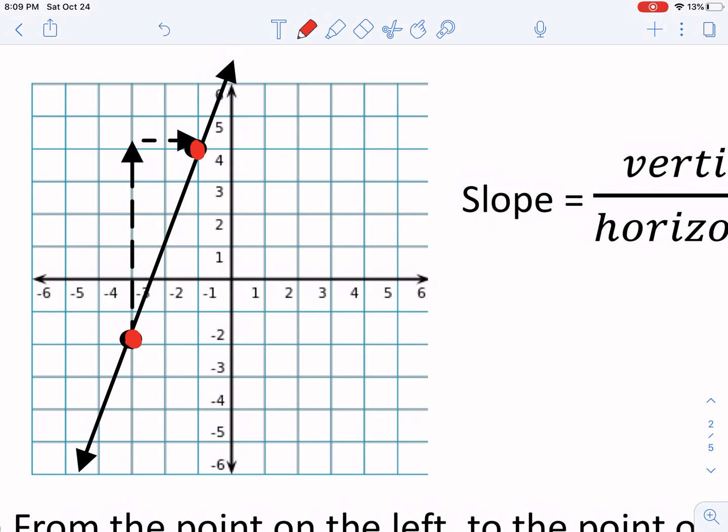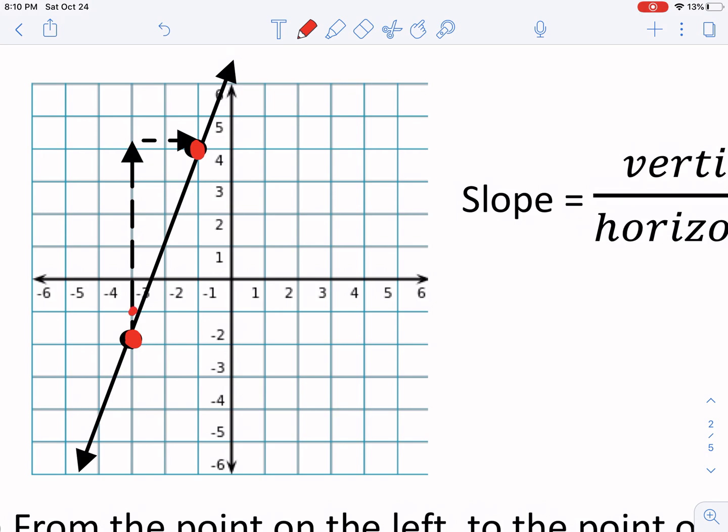So go to the furthest point on the left. In this case, the furthest point on the left would be -3, -2. Now what we want to do is count how many times we have to go up to get to our next point and how far to the right we have to get to that point. Okay, now it's easiest when we pick nice values. In this case, they did choose nice values.